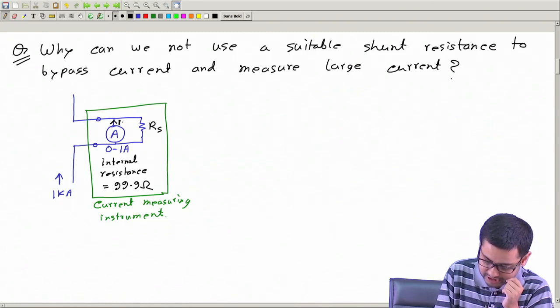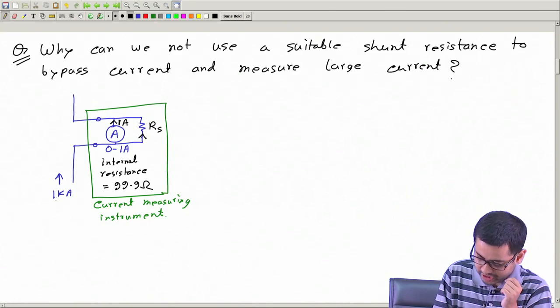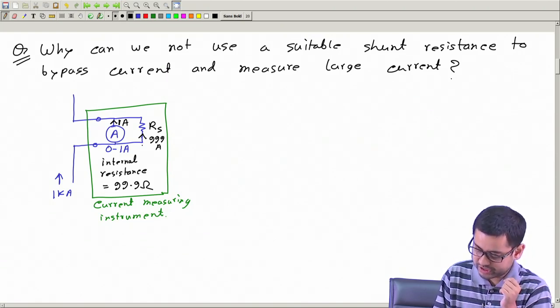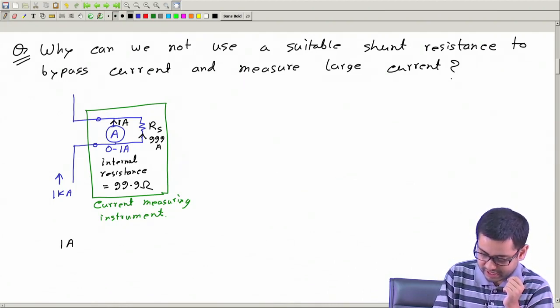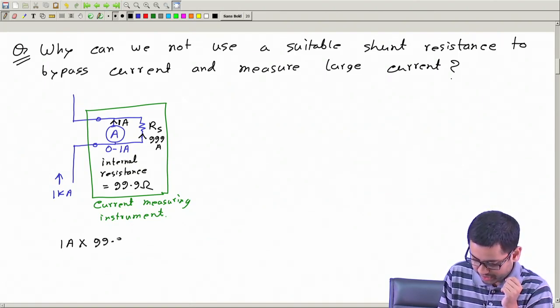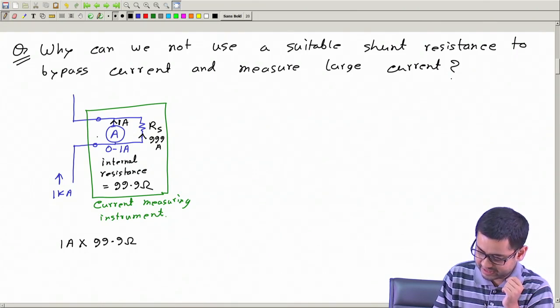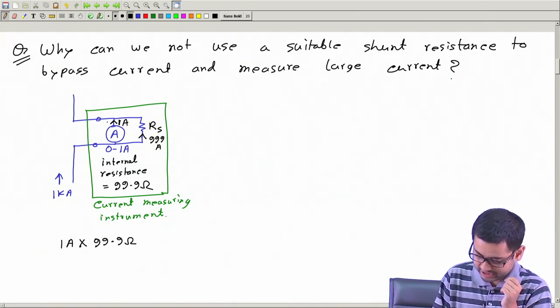So, this current here will be 1 ampere and the remaining current will go through the shunt. So, this is 1000 ampere, this is 1 ampere. So, we will have 999 ampere current flowing through the shunt. Now, from this we can write 1 ampere, which is the current through the ammeter, multiplied by this resistance 99.9 ohm, which is the ammeter resistance, or meter resistance.